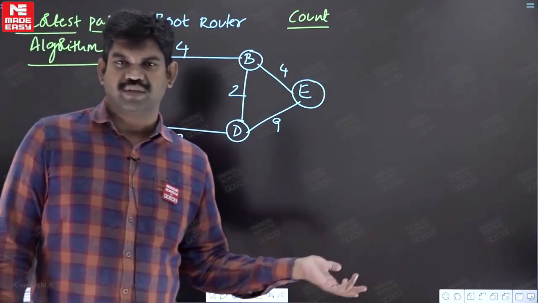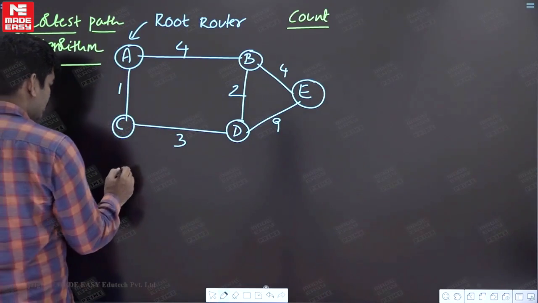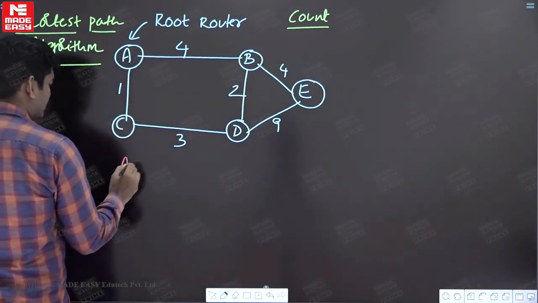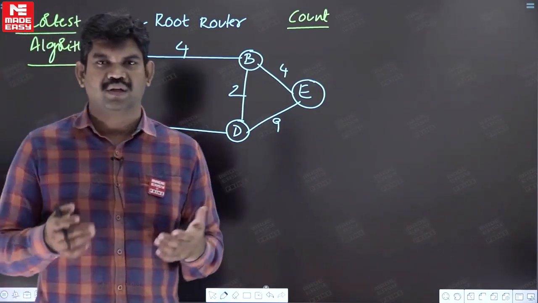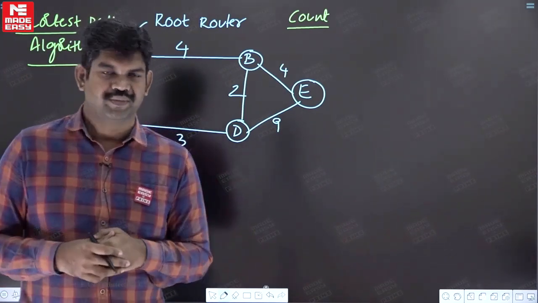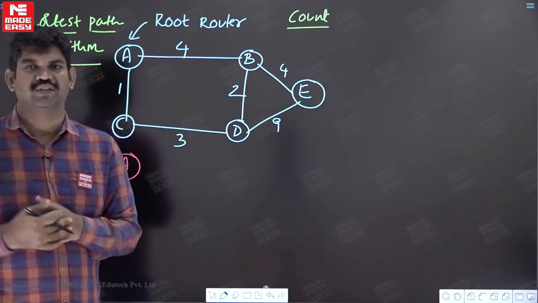Why is the count value required? As you start the algorithm, you will come to know. So from router A you can start. Initially, from router A to all the routers, the distance is infinite. Infinite means doesn't know, it cannot be reached.